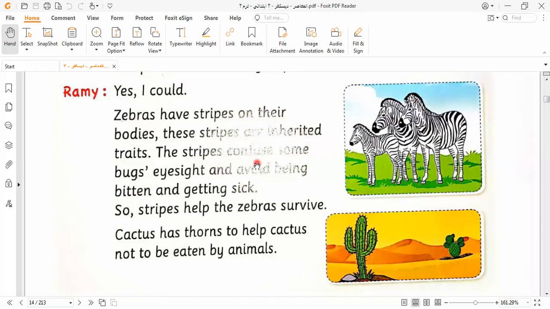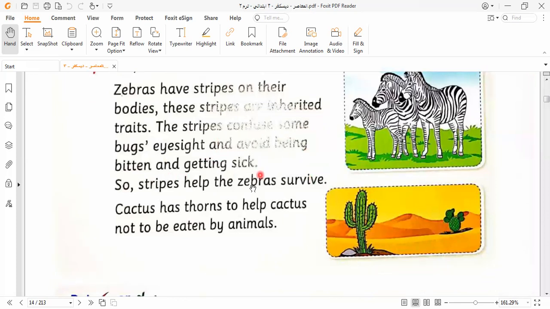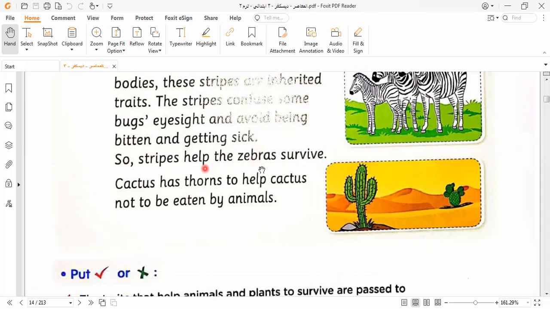The stripes protect them from bugs, keep them from being bitten and getting sick. So stripes help the zebras survive.